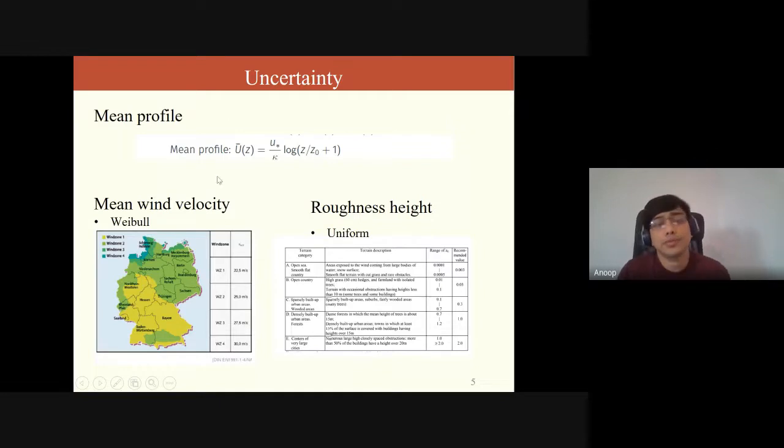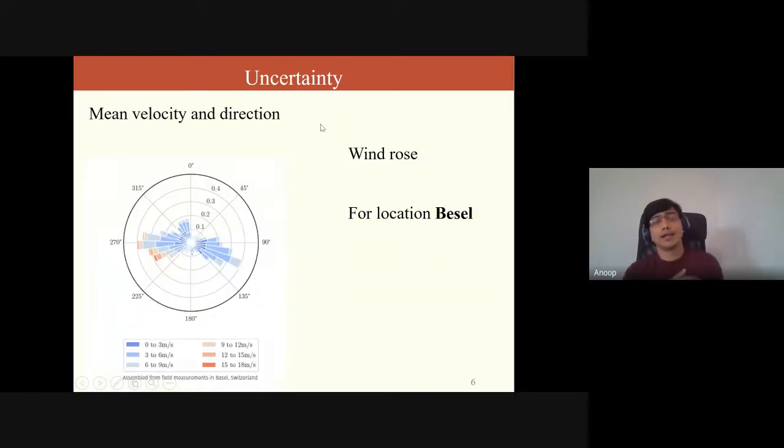So for the parameters, we have the mean wind velocity at a reference height. For that, we use a Weibull distribution. And for the roughness height, a uniform distribution, depending upon where the location is; we take it from the codes. Another uncertainty is the direction as well as the mean velocity. These are correlated, and the correlated samples are given by a wind rose. So a wind rose for a particular location gives how the wind velocity and the directions are correlated.